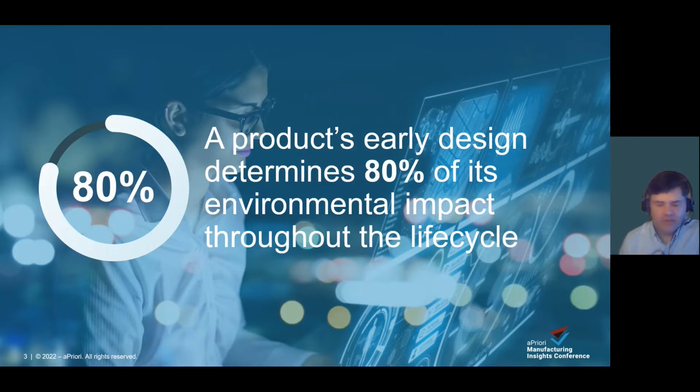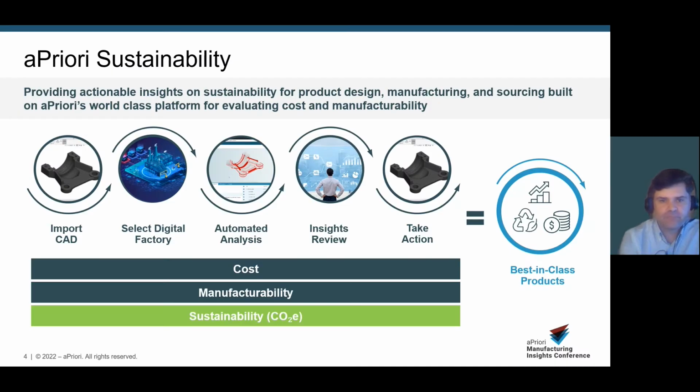So first, I think, as cost professionals here, we look at a lot of 80% of the cost impact of a product is determined in its design phase and really see that very similar 80% of a product's environmental impact is determined early in that design cycle. So how can we really start to address it when it comes to sustainability?